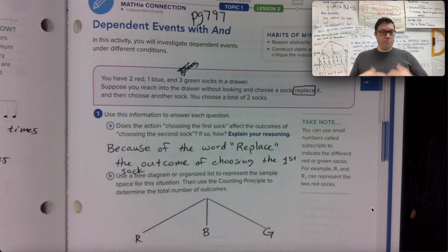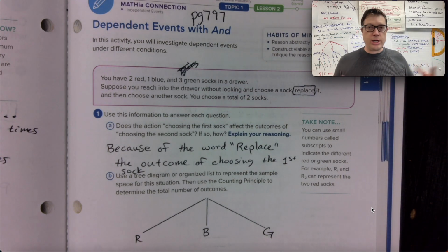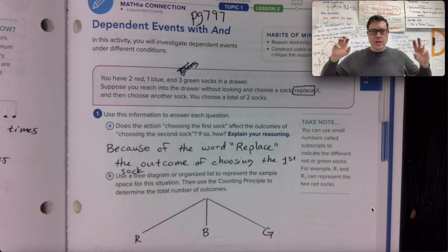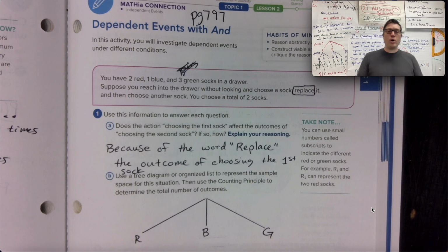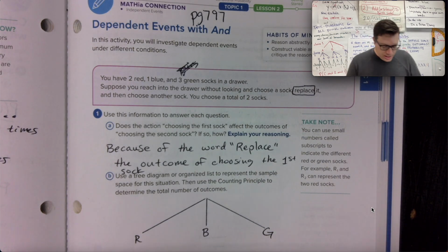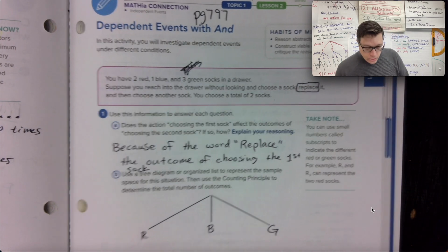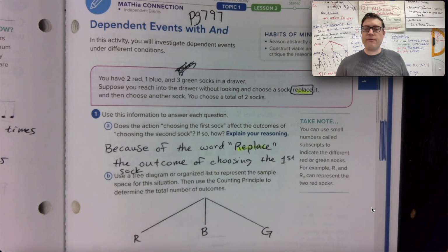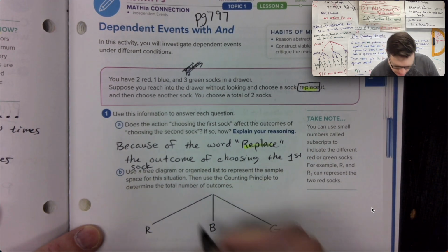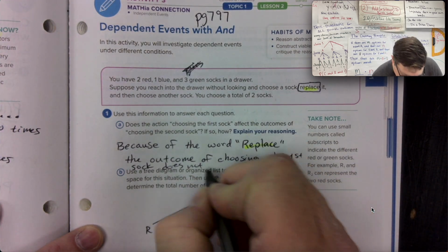So in the selection process, you're not really looking at what's being drawn. You're just allowing the probability to control your outcomes. Use this information to answer each question. Does the action choosing the first sock affect the outcome of choosing the second sock? And literally, because of the word replace, the outcome of choosing the first sock does not influence the outcome of the second.